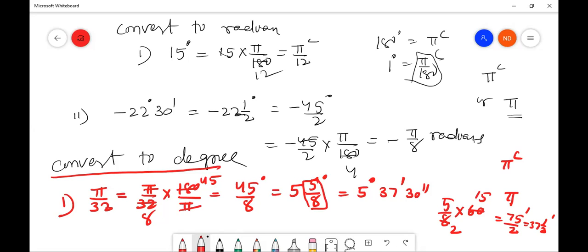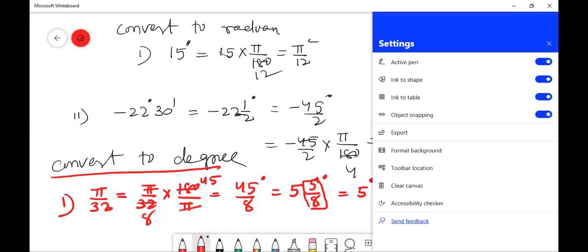So these are some of the simple questions. It will help you to solve exercise 3.1 of your NCERT book. Just one more question so that you can cover the whole exercise. Similar question I can take.